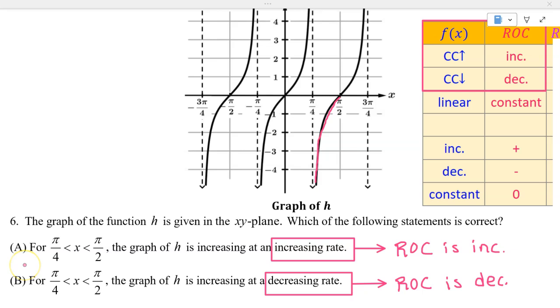Options A and B both refer to the interval from pi over 4 to pi over 2. That's this portion of the graph, which is clearly concave down. And if the function is concave down, the rate of change is decreasing. This corresponds to answer choice B.